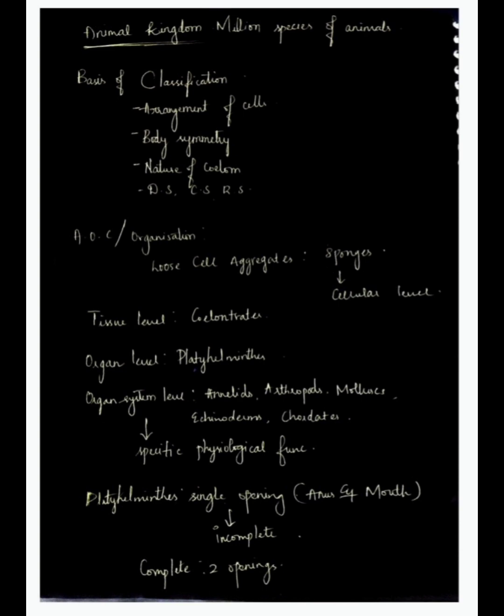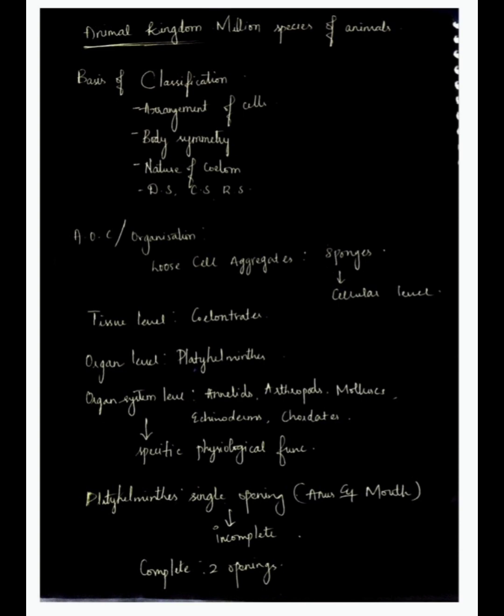Organ level is nothing but a combination of tissues making an organ, and the organ performs the basic functions of the body. Platyhelminthes is the example of organ level. The next one is organ system level. Organ system level is also a combination of organs making an organ system, and here we have many types of organ systems, and each organ system performs a specific physiological function. The examples of organ system level are annelids, arthropods, mollusks, echinoderms, and chordates.